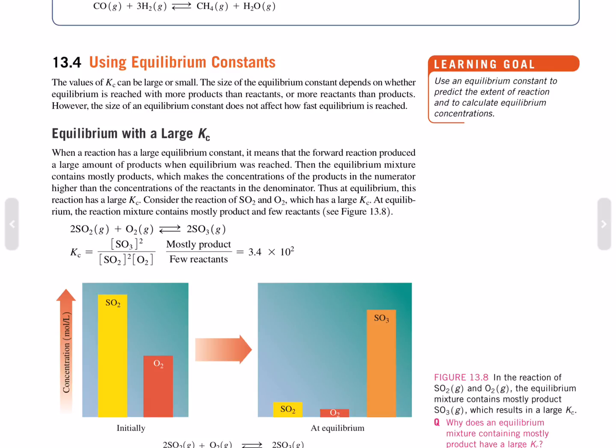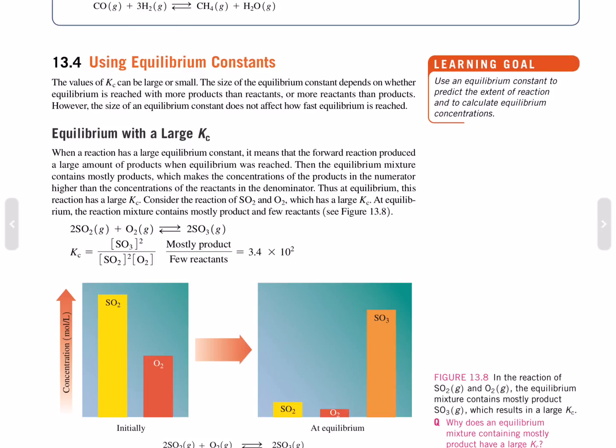Equilibrium with large K sub C. When the reaction has a large equilibrium constant, it means that the forward reaction produced a large amount of product when equilibrium was reached. Then the equilibrium mixture contains mostly products, which makes the concentrations of the products in the numerator higher than the concentration of the reactants in the denominator. Thus, at equilibrium, this reaction has a large K sub C.